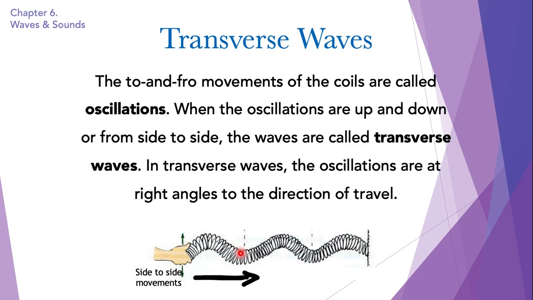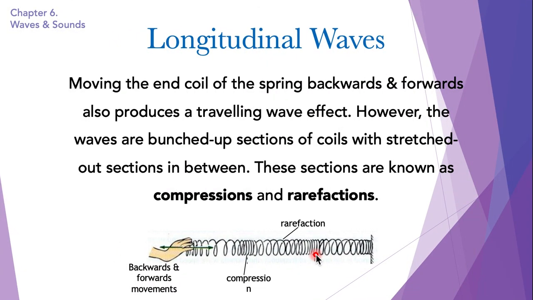You may understand much more when we look at longitudinal waves, because longitudinal waves are different from transverse waves. So if we move the end coil of the spring backwards and forwards, which means we push it and then pull it, this movement also produces a traveling wave effect. However, the waves are bunched up sections of coils with stretched out sections in between. These sections are known as compressions and rarefactions. So the bunched up sections are called the compressions, and the stretched out sections in between are called the rarefactions.